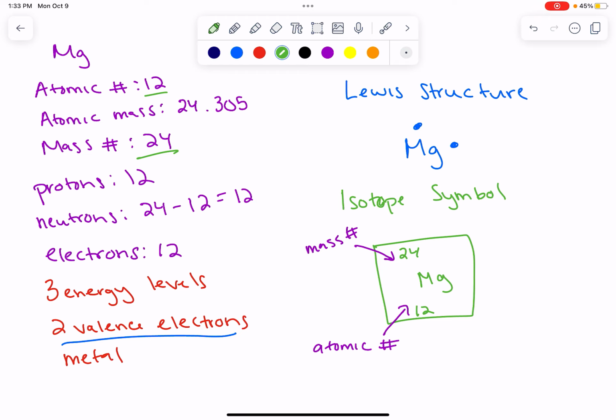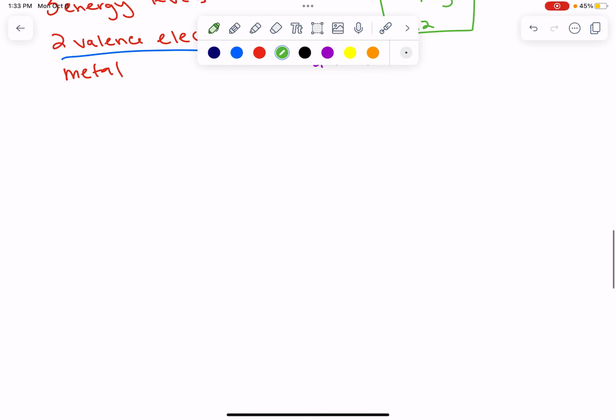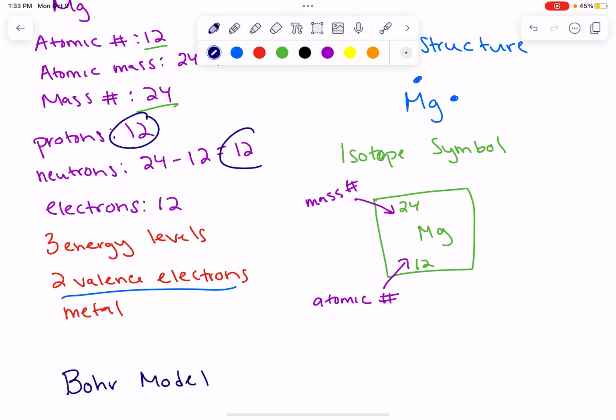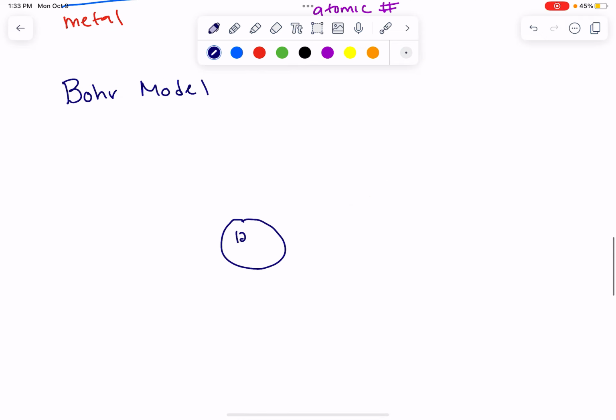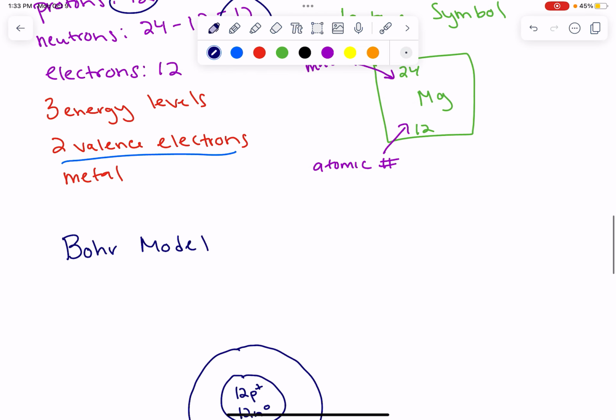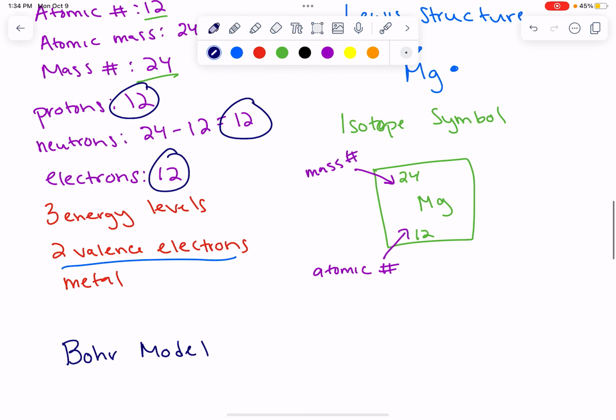Okay? Now there's one last thing that we could do, and that's to make a Bohr model. For a Bohr model, the first thing we do is make our nucleus and write the number of protons and neutrons, which we already figured out. 12 protons, 12 neutrons. I'm going to write P plus for proton and N0 for neutron. Now, when we're making our Bohr model, we make these little orbits. The first orbit can hold 2 electrons, and everything after that can hold 8. So we want to add them up until we get the total number of electrons, which is 12.